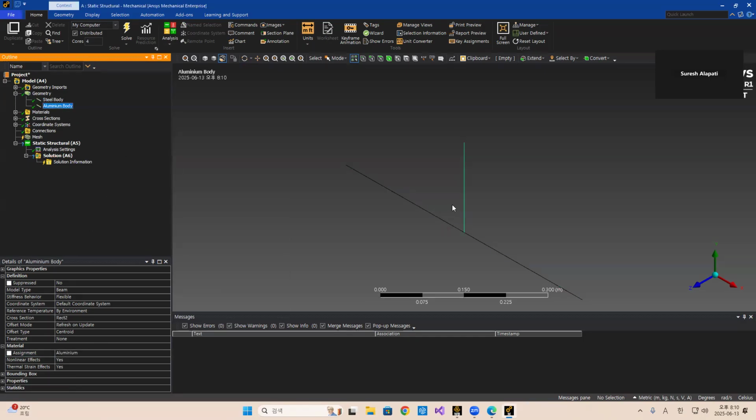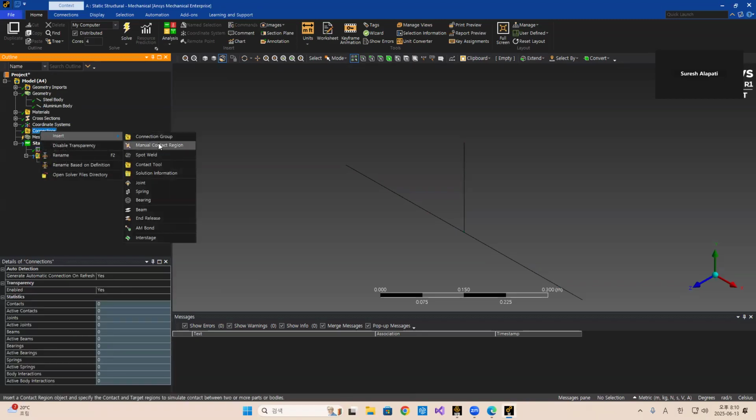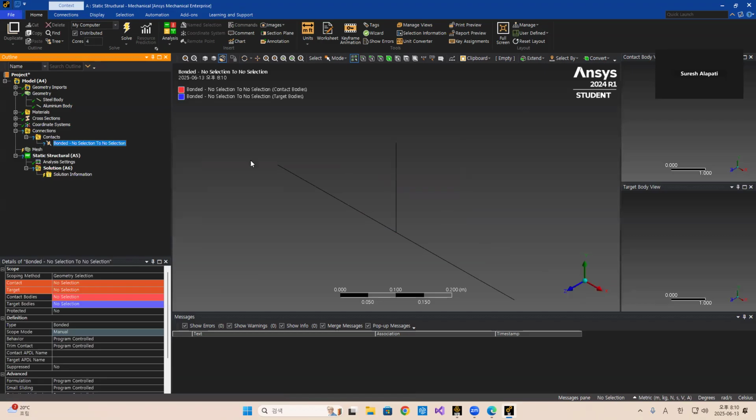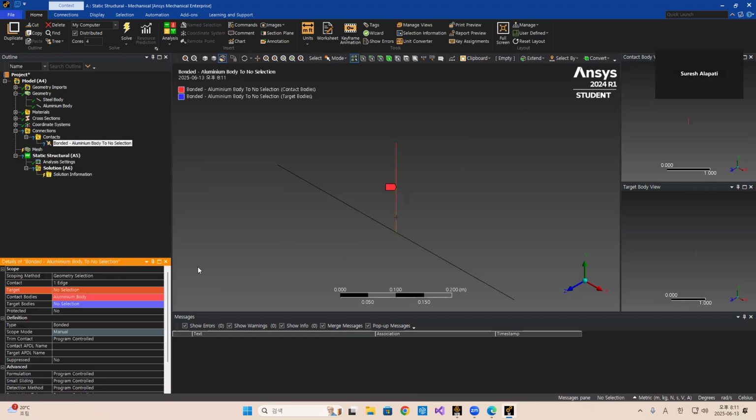And now we have to connect these two. So how do you do it? Use Connection, Insert, Manual Contact Region. For the manual contact region, you can use a bonded connection. That means these two are like welded or riveted here, or using a bolted nut. That is bonded. Whatever the displacement here is, that applies here also. So that is target or contact.